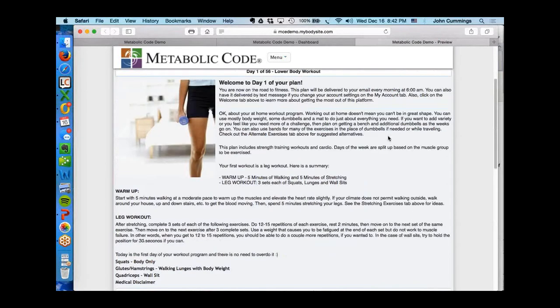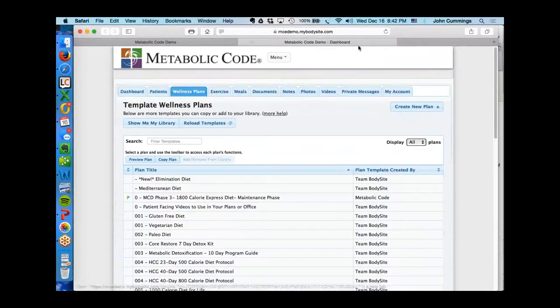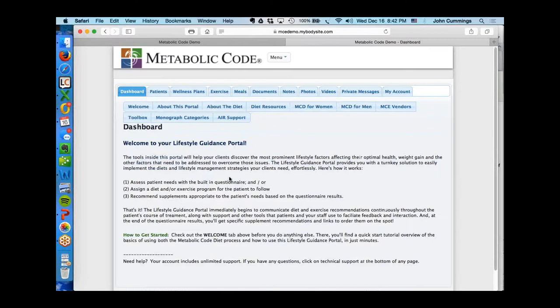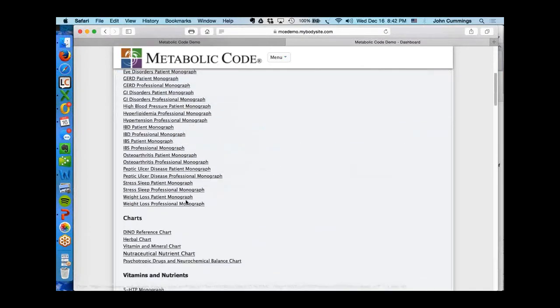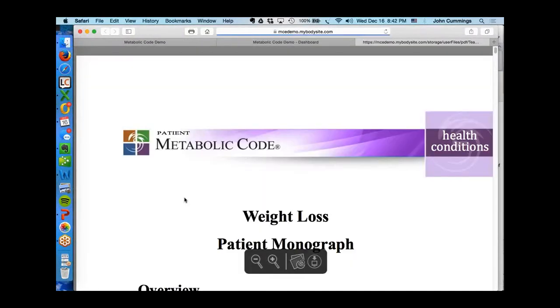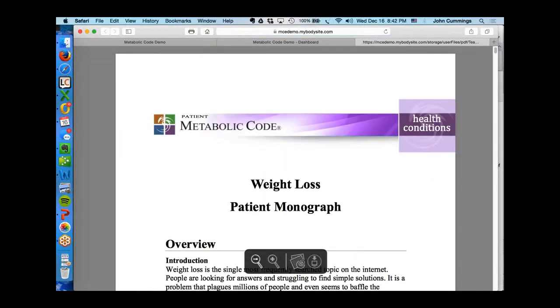So what we've tried to do is take, as Andy mentioned with Air Support, a very complex set of content, ideas, and functions and make them dead simple for you to implement in your practice every day so that you don't have to reinvent the wheel. And because we've partnered with Metabolic Code to bring you the Lifestyle Guidance Portal, which is built on a platform that has all that content management, we're also able to bring you not only the Metabolic Code diet templates, but also hundreds of monographs that they've put together that you can use to give to patients or use for your own edification. These are all included.